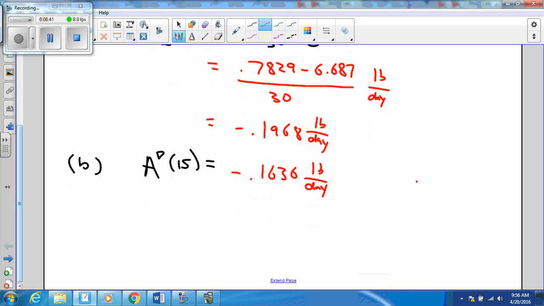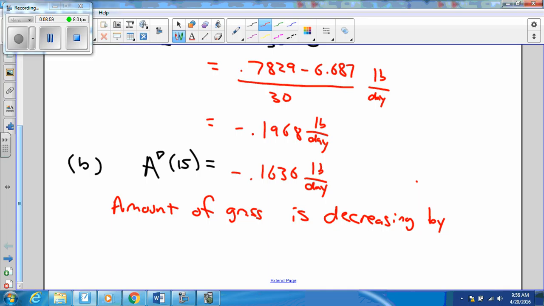Be specific. So here it is. We're going to put it all together. We're going to say the amount of grass, the amount of grass is what A represents, is decreasing by 0.1636 pounds per day at t equals 15. And all three elements here are necessary to have.